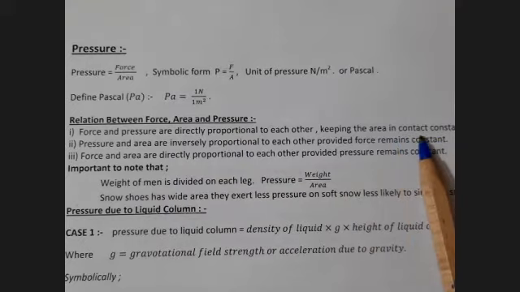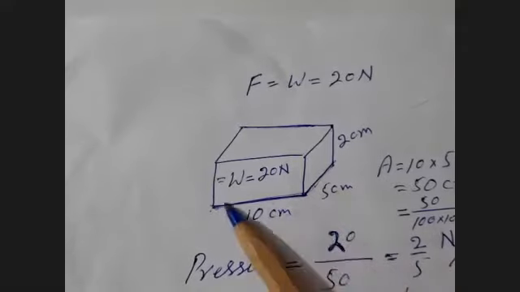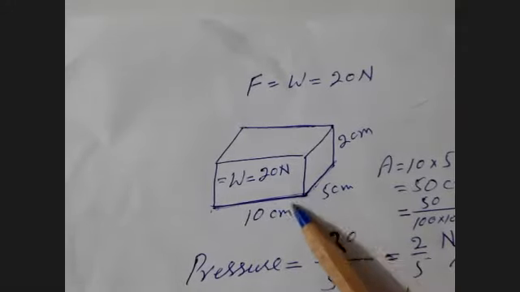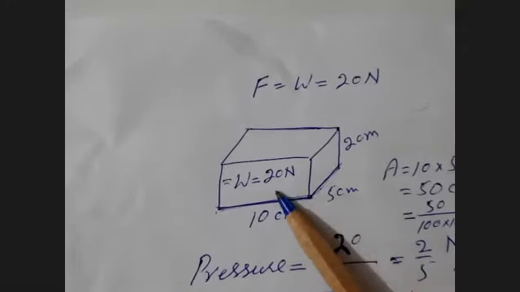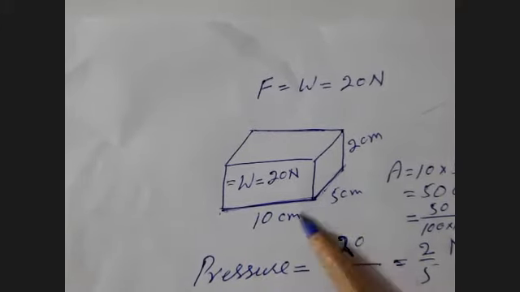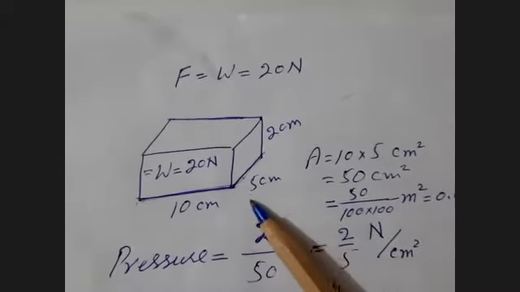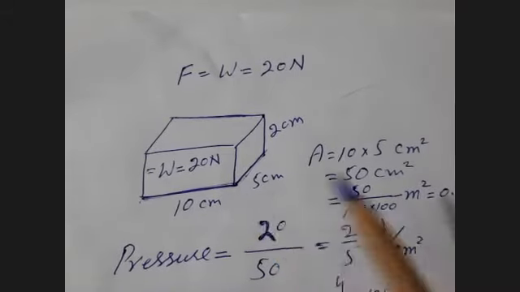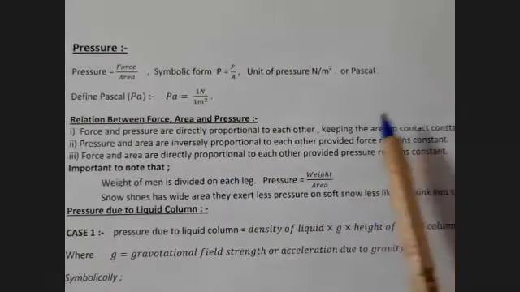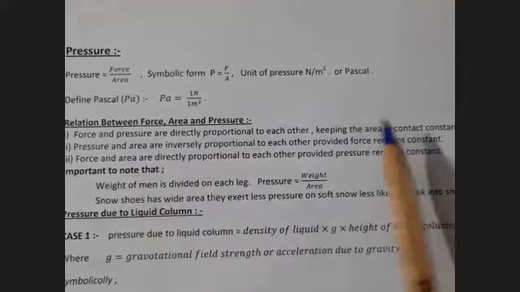Area in contact means, for example, if I am talking about this block, then area in contact will be the area under this box. If I'm putting this box on the table, then this area, which is 10 into 5 centimeters square, will touch the table. That will be the area in contact with the table over which this block will be lying. So remember this, we have to see that pressure is directly proportional to the force exerted.